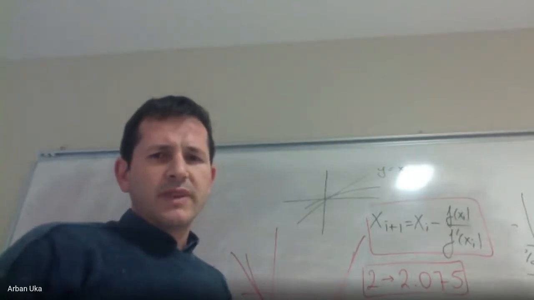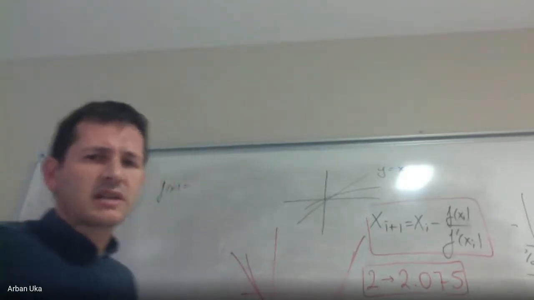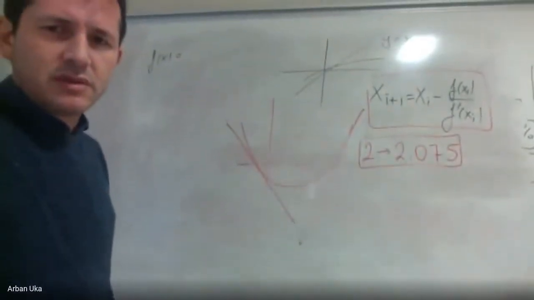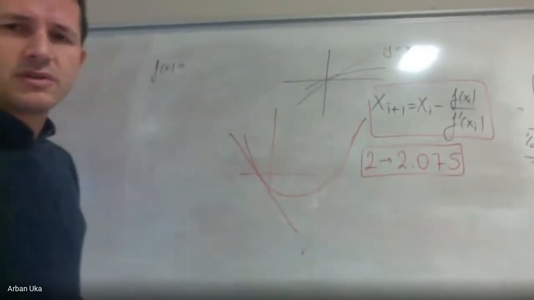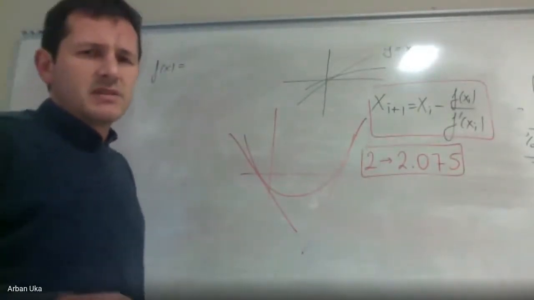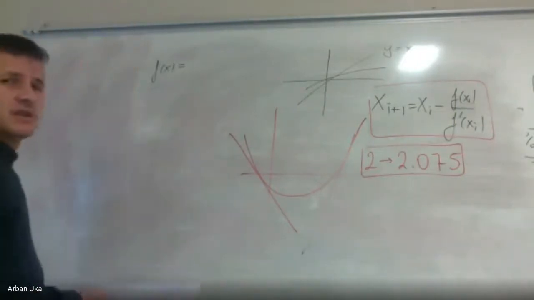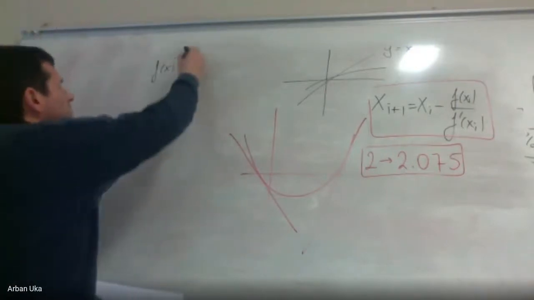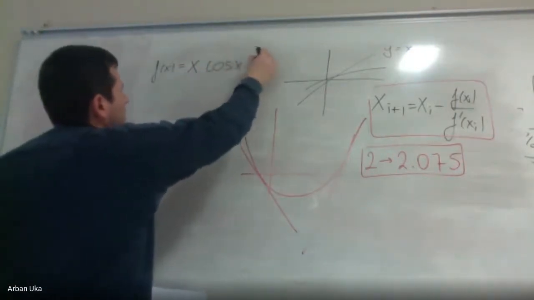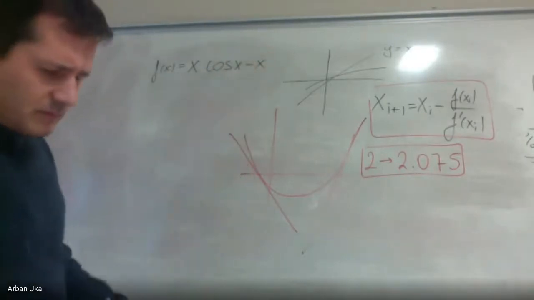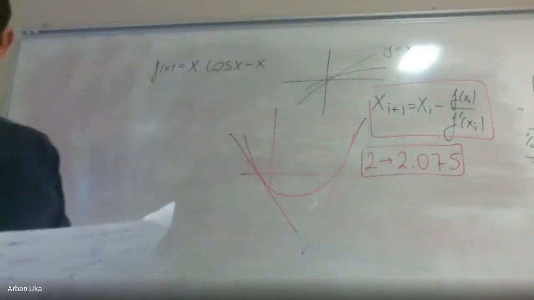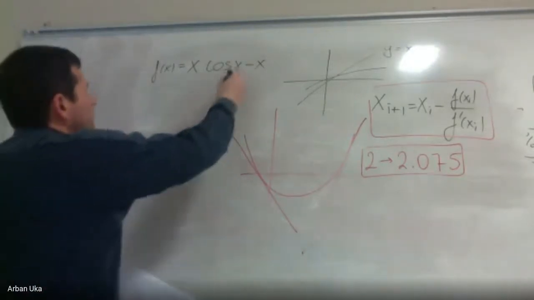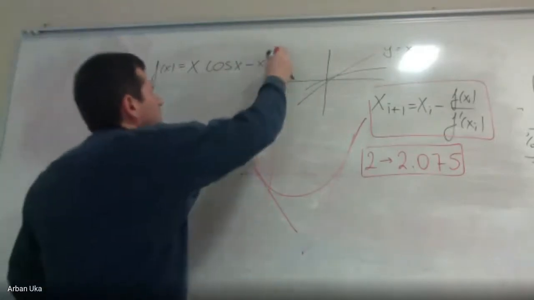Now, let's have a look at this other problem here. The function is x cosine x minus x. So if this is the function x cosine x minus x, the question is how can we find the root? Can we use the fixed point iteration? x cosine x minus x. Now, the root of such a function, we know that we mean this.